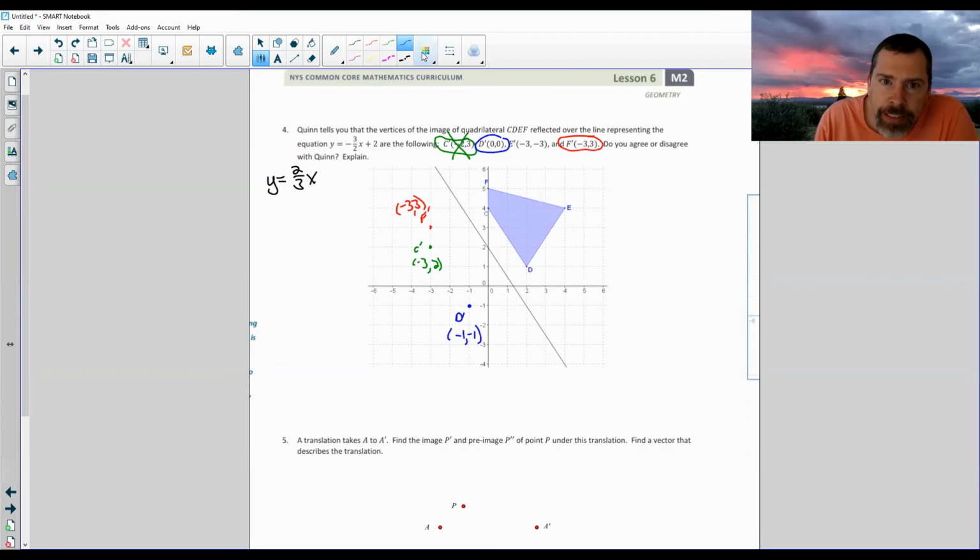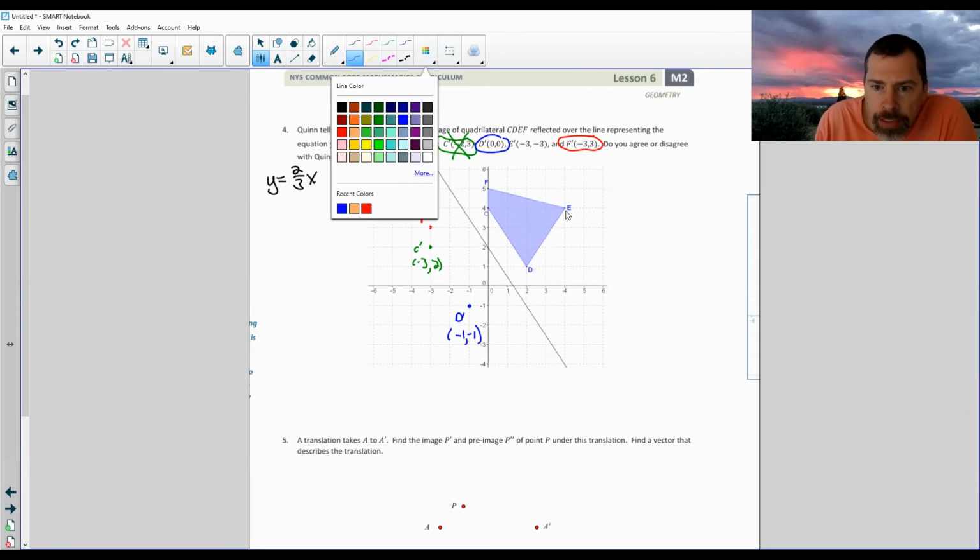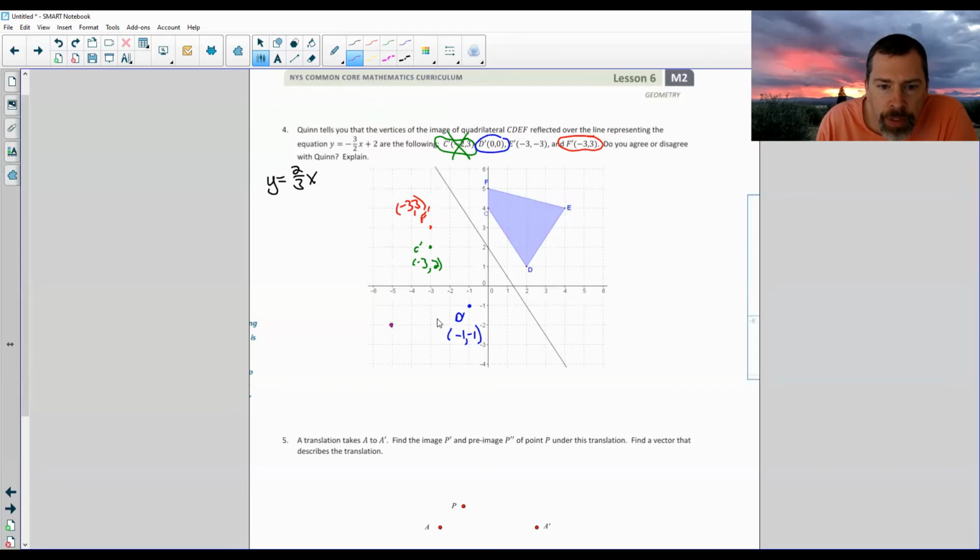And then finally E. Let's switch to purple. E is at (4, 4). And I need to go down 2, left 3. So I go down 1, 2, and over 1, 2, 3. Not far enough. I'm not on the opposite side of the line yet. So I have to do it again. Down 2, over 1, 2, 3. And that doesn't look right either. So go down 2, over 1, 2, 3 a third time. Would put me here.